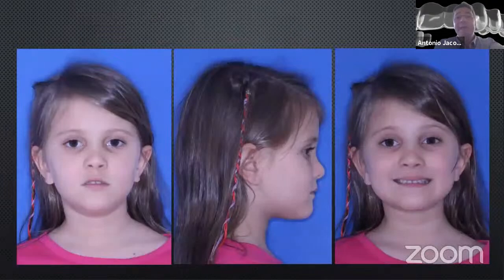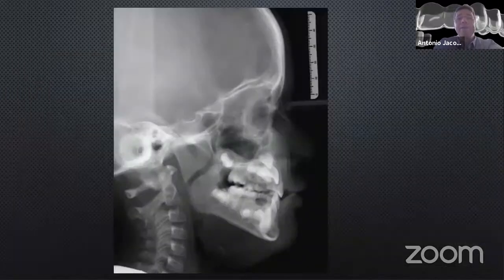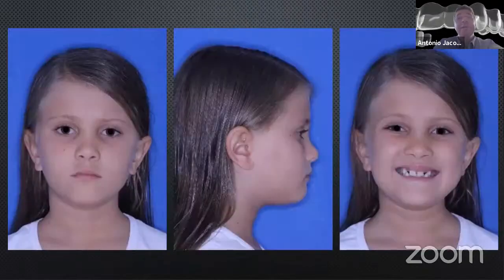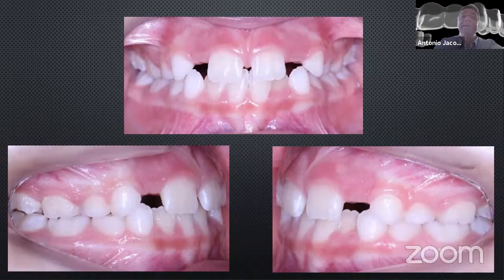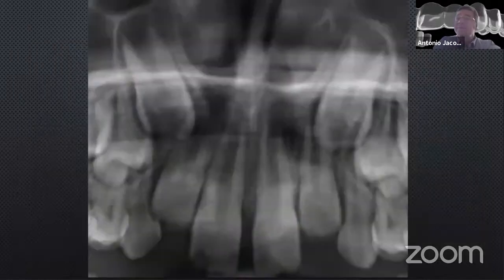Okay, so this is a case. It's a little girl. I'm just passing her photos. She was 6 years old at this time, no problem at all. Her panoramic looks good, and then I was accompanying her. She was growing, and now she's here having the permanent teeth erupt, and now we can see that the canine is lacking a little bit of space, but nothing wrong at this time.